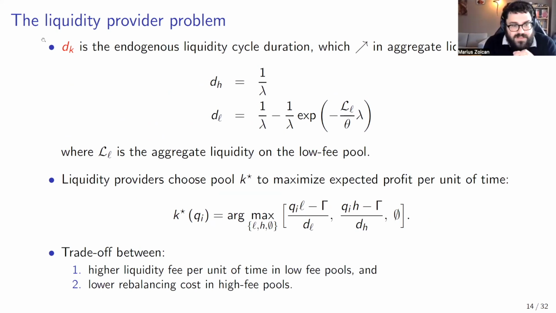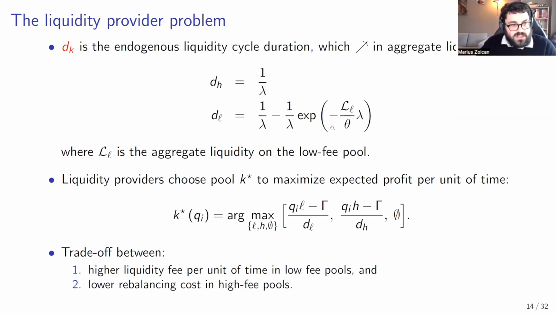Now, the main endogenous variable here will be the duration of the cycle. And that determines how often people need to rebalance. On the high fee pool, the duration of the cycle is simply 1 over the arrival rate of the large guy. That's the only time when the cycle ends. On the low fee pool, it's going to be 1 over lambda, right? That's the first condition of ending the pool when the large guy arrives. But it's going to be shorter because the liquidity cycle can end earlier if the flow exhausts the liquidity.